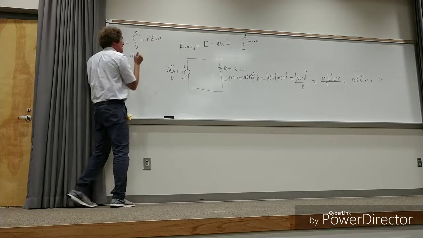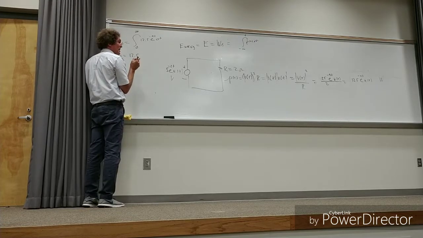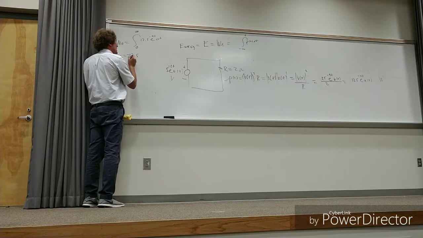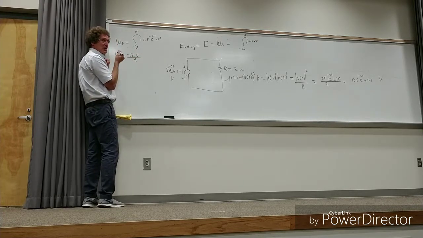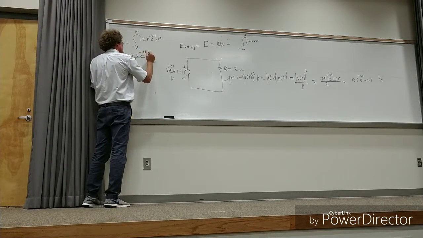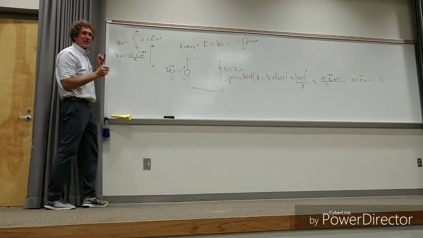12.5 integrate e to the minus 4t. What do you get? Isn't it minus what? 4, right? Minus 1 over minus 4, correct? Or minus on top. Times what? E to the minus 4t, right? Evaluated from 0 to infinity. Correct, class?